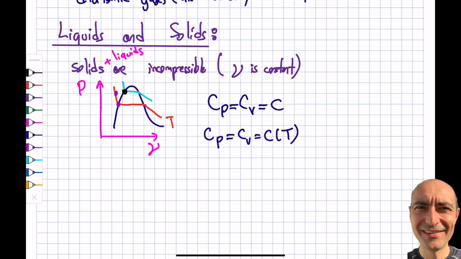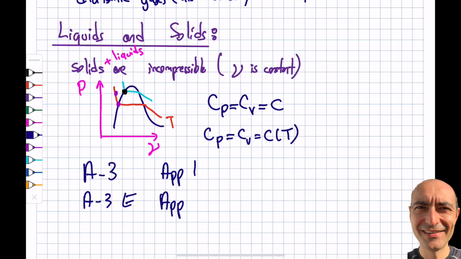Okay. Again, we discussed A1, we discussed A2 up there. Now I'm going to discuss A3. A3 and A3E, one is in Appendix 1, Appendix 2, SI, BG. This will give you the Cv and Cp information that you need for solids and liquids, okay? So go ahead and read that off, okay?